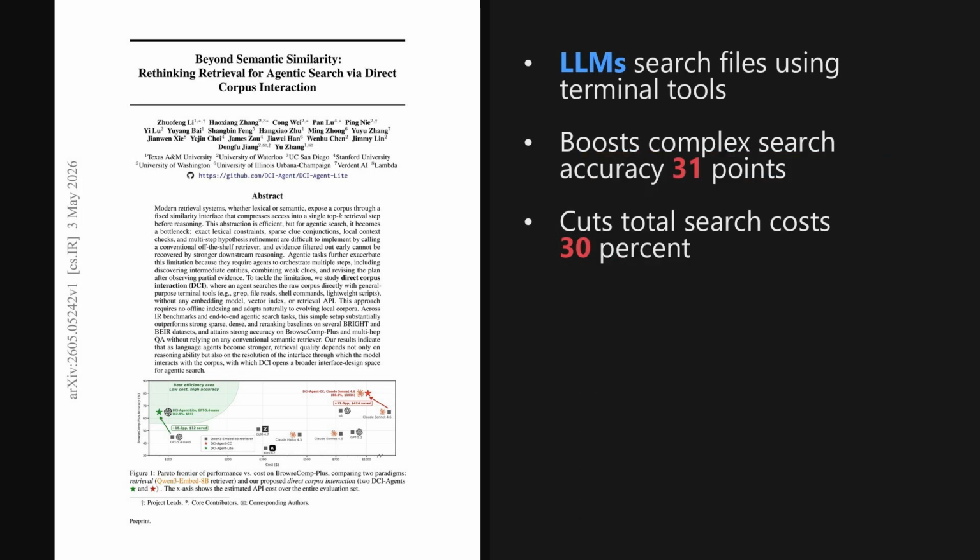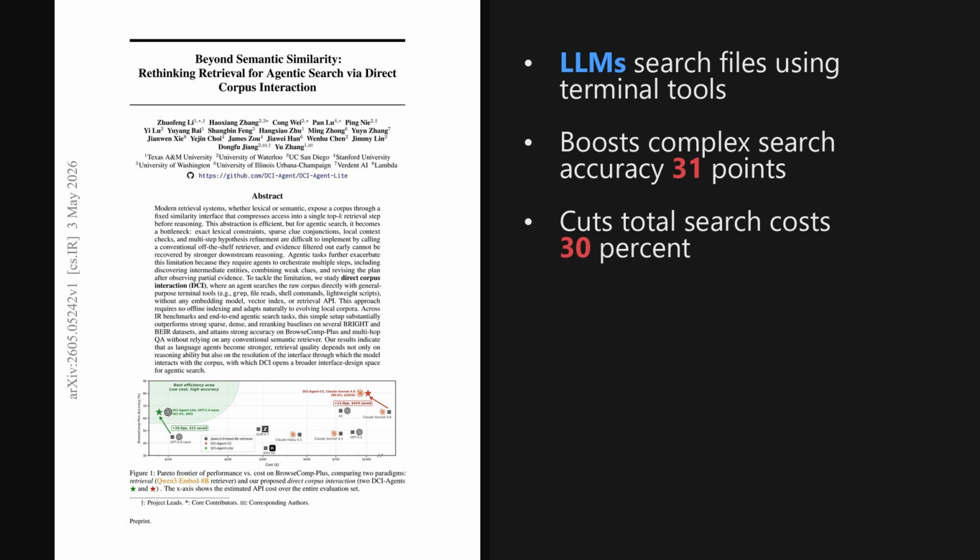I'm Alex. A fascinating new approach to external memory hit the Hugging Face trending list about 5 days ago, published on May 3, 2026. The recent shift toward agentic search has highlighted a major bottleneck in traditional retrieval systems. Basically, the standard top-k similarity approach often discards precise local context before the agent even gets a chance to reason about it. The paper is titled Beyond Semantic Similarity: Rethinking Retrieval for Agentic Search via Direct Corpus Interaction.